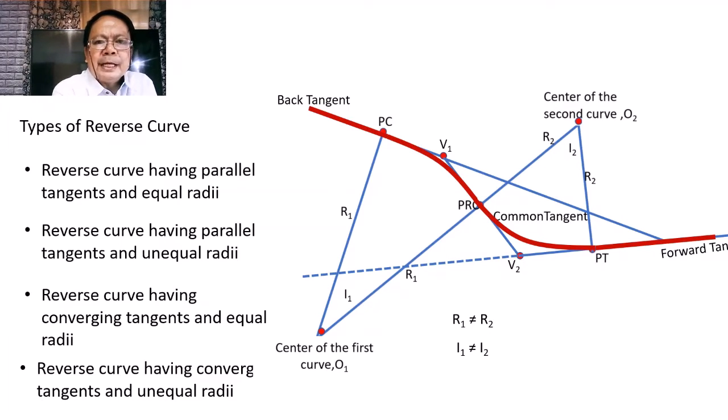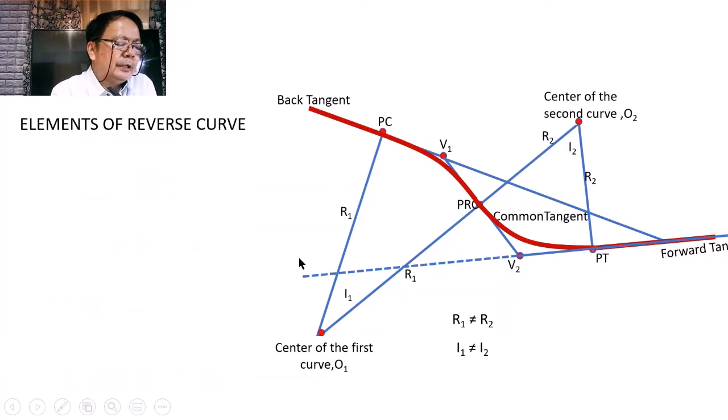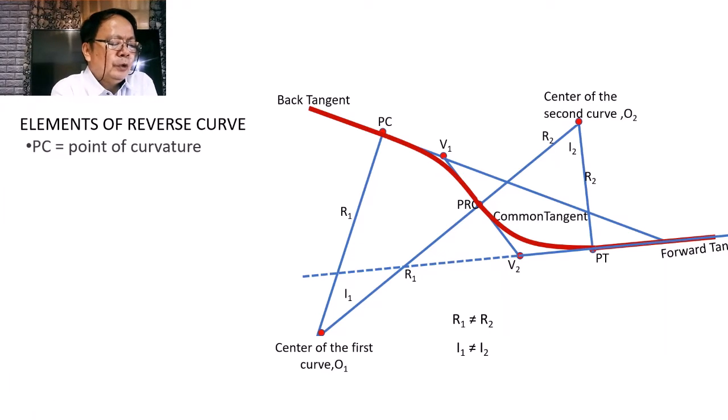Ngayon ay puntahan naman natin itong different elements of reverse curvature. So we have the following. The first, we have the point of curvature. When we say point of curvature, it refers to the point where the back tangent intersects the first simple curvature, or it is the beginning of the reverse curvature. In our illustration, our PC will be represented by that point. The point where the back tangent intersects the reverse curvature.